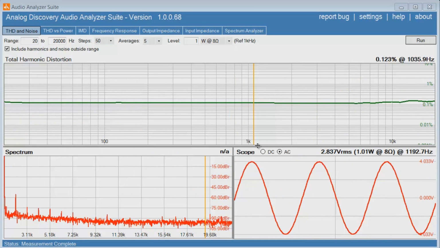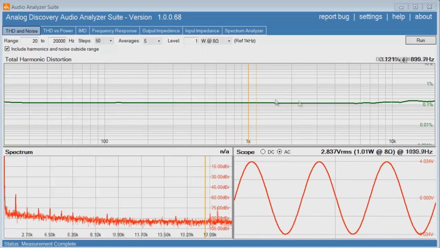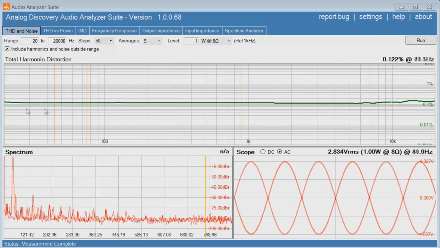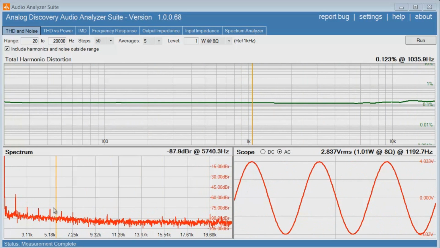So looking at the harmonic distortion, here we are from 20 Hz to 20 kHz at 1 watt into an 8 ohm load. We can see it's pretty much constant, 0.1% across the whole range. So we look down at the spectrum here. The first is our fundamental, and then we have our second harmonic, third, fourth, fifth, etc. You can see it's very clearly dominated by the second harmonic, 55 dB down here.